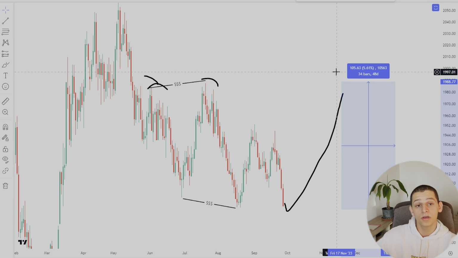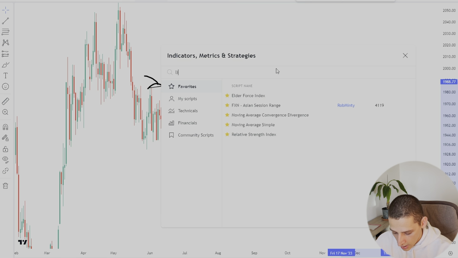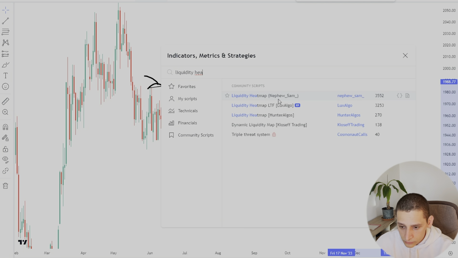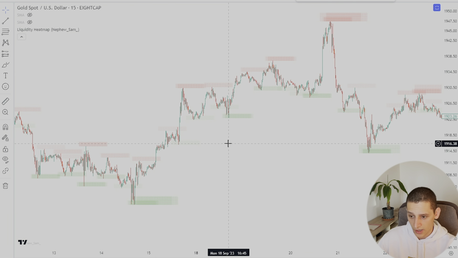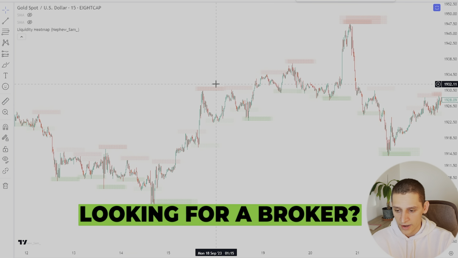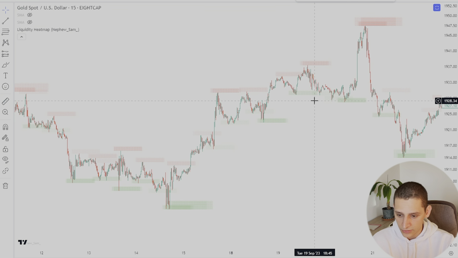And now let me add an indicator to make it easier to recognize this on the chart. Go to the indicators tab and search for liquidity heat map from new sum. Okay, so this is the first one. You see a red and a green support and resistance. This is something like support and resistance, but when you see a red, this is a liquidity. Green is always the liquidity.